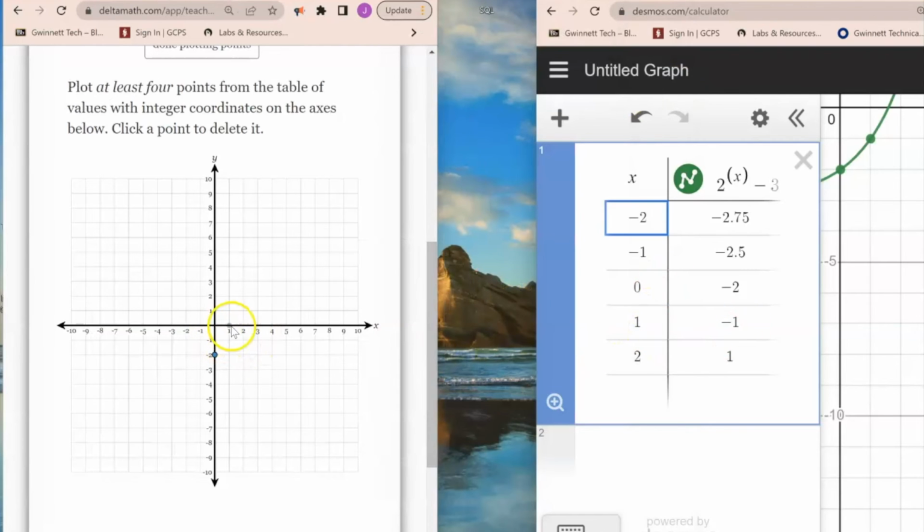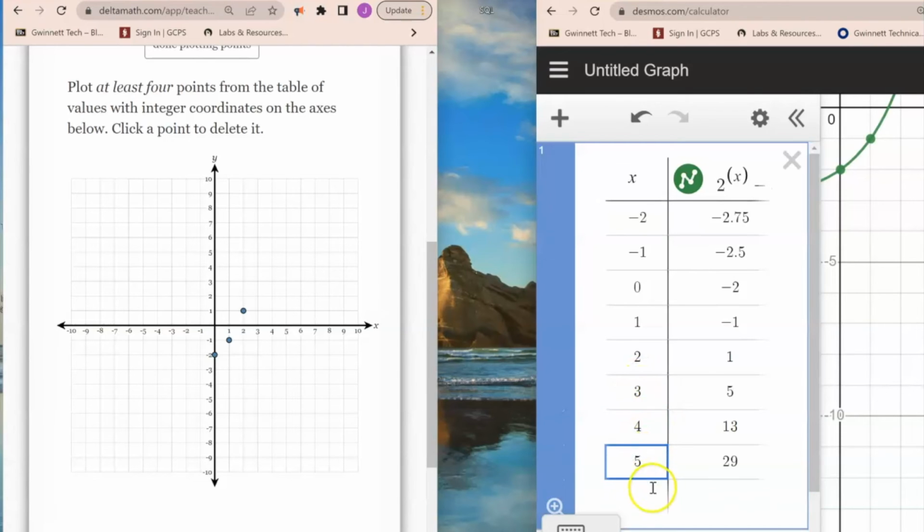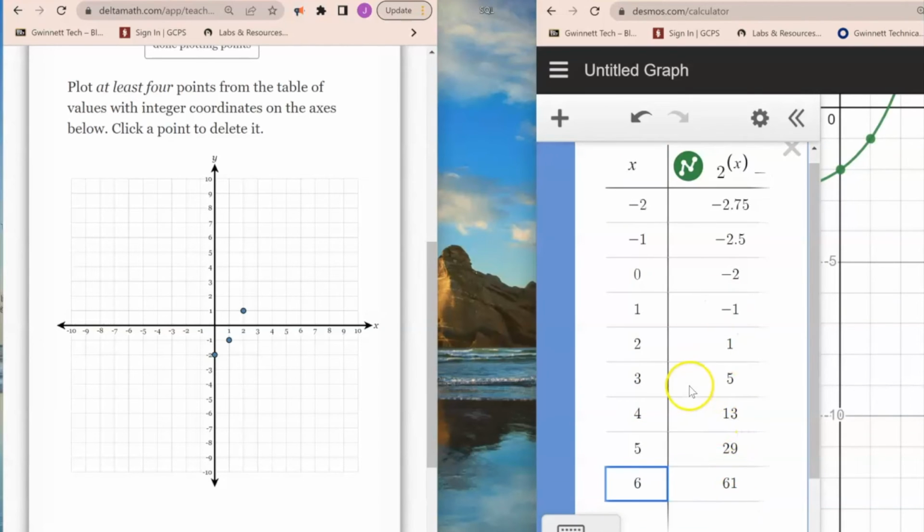1, -1, 1, -1, 2, 1, 2, 1. And I need 4 points on this one. So I'll just go and say 3. That works. 4, 5, 6. These are different points, right? So 3 is 5. So those are 4 points.